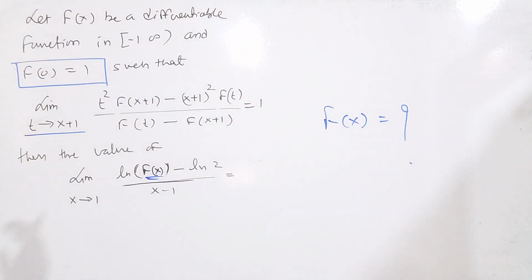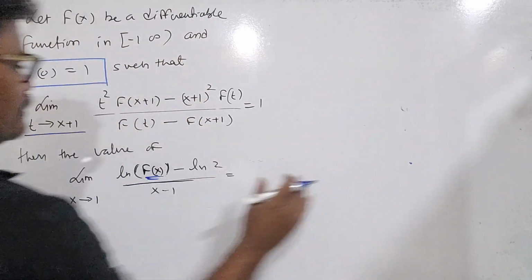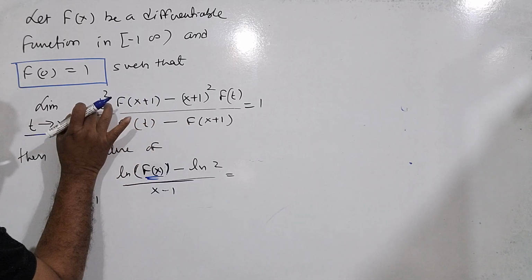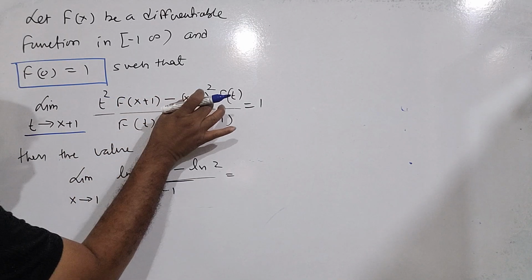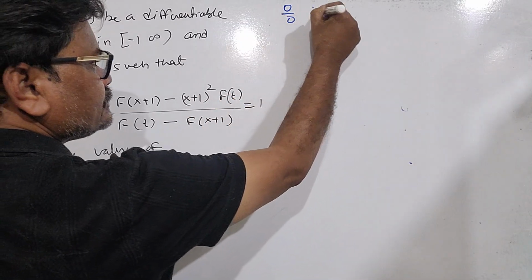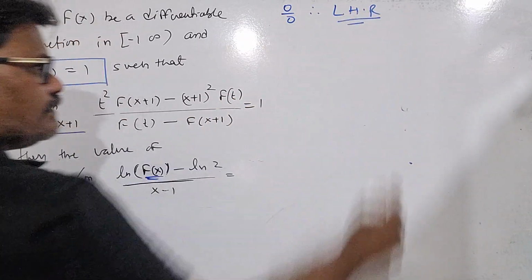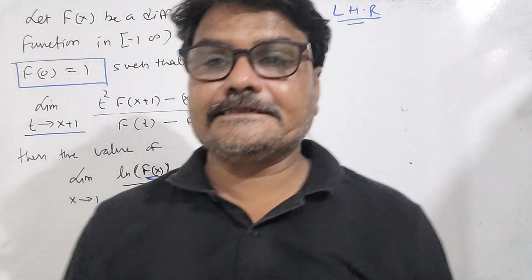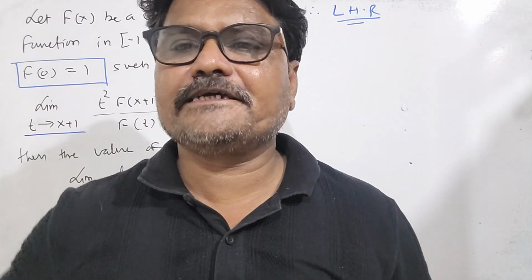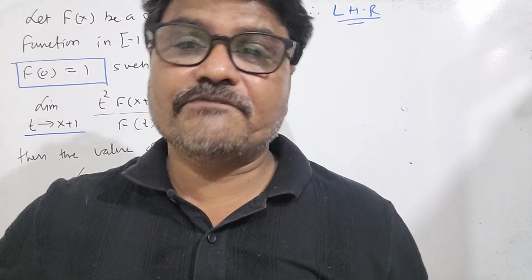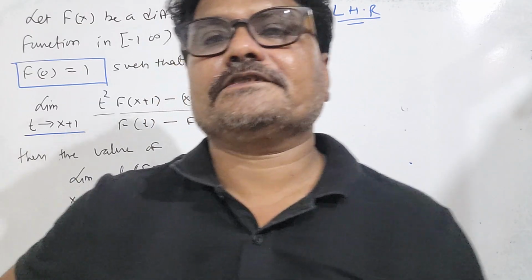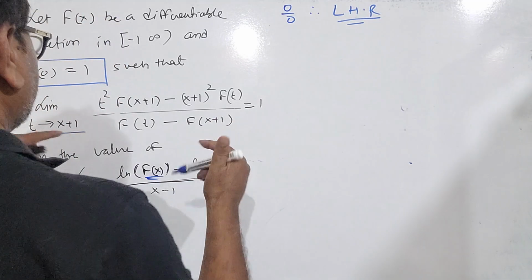Now how to do that? See, this limit, when t is x plus 1, f(x+1) minus f(x+1) is 0, and the denominator is also 0. Therefore this is 0 by 0 form. Hence we can apply L'Hospital's rule. But while applying L'Hospital's rule, keep in mind that we will differentiate with respect to the variable t, not with respect to the variable x. That is important. Whatever be the function of x, consider it as a constant. So let us apply L'Hospital's rule.